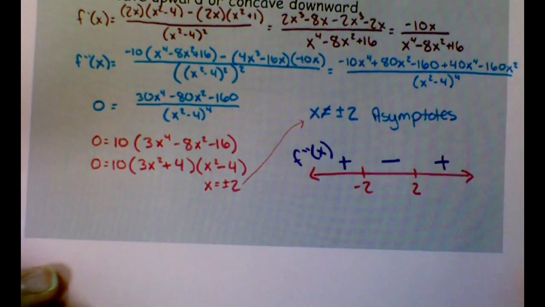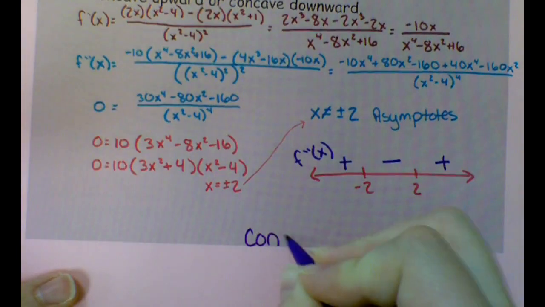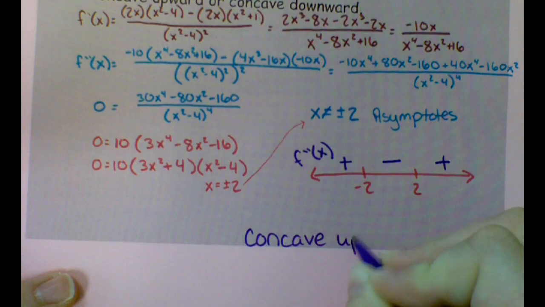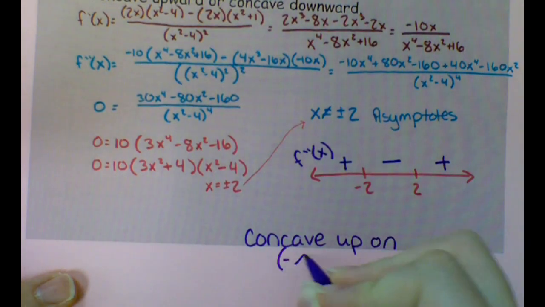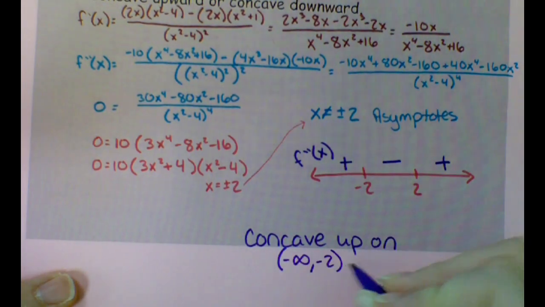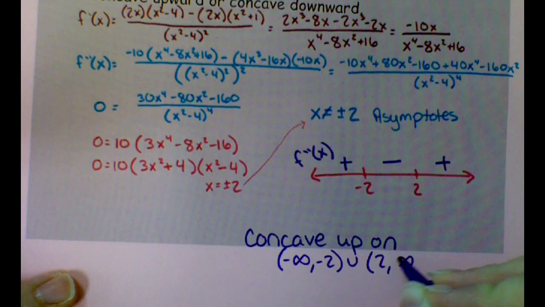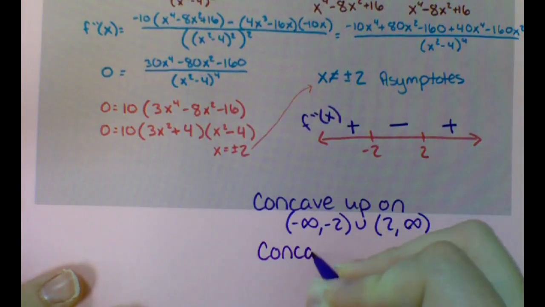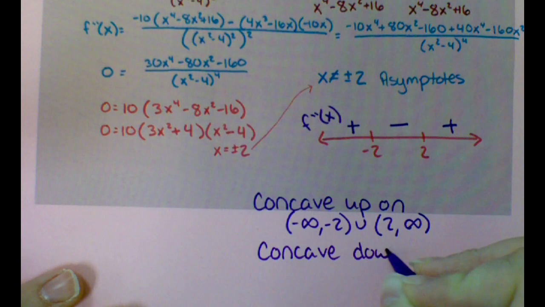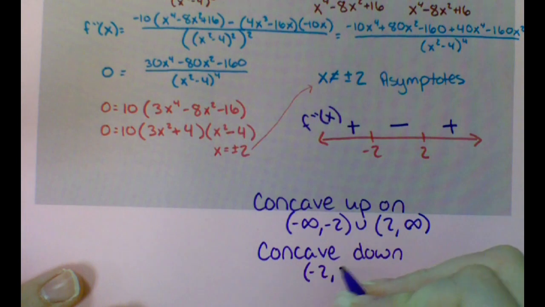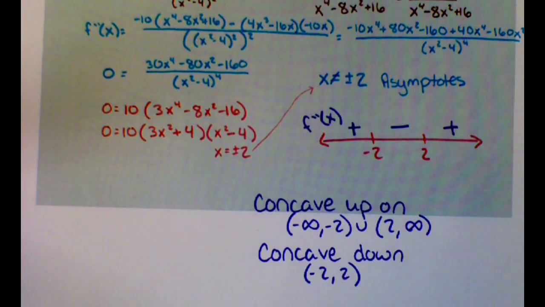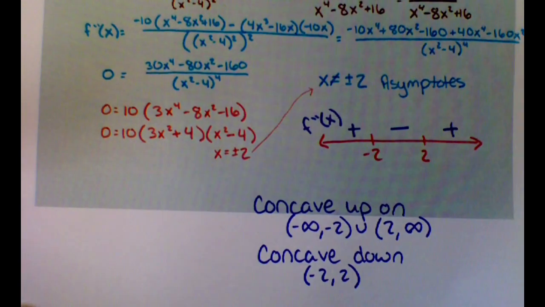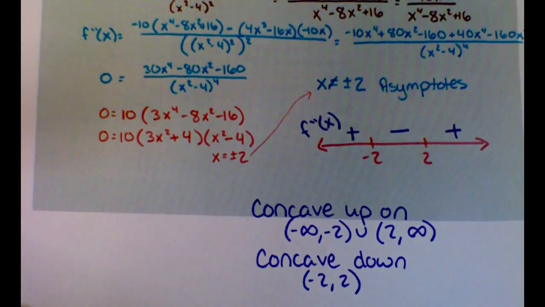So that means my graph is concave up on the intervals negative infinity to negative 2 and 2 to infinity. And it is concave down on negative 2 to 2. I promise not every graph is set up like this where it's concave up, concave down, concave up.